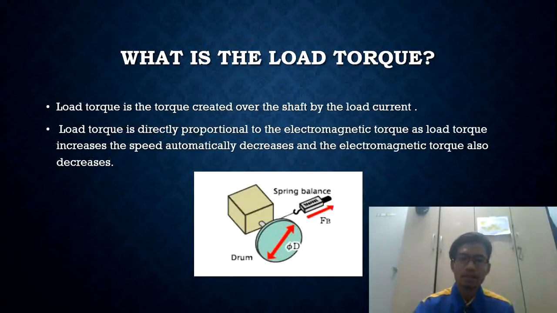So next, what is the load torque? Load torque is the torque created over the shaft by the load current. Load torque is directly proportional to the electromagnetic torque. As load torque increases, the speed automatically decreases, and the electromagnetic torque also decreases.